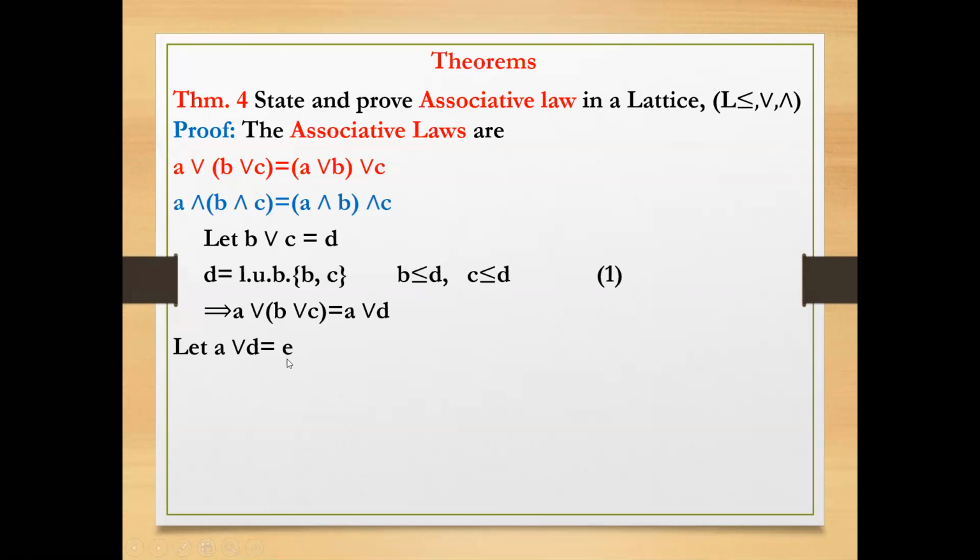So E, if A join D is E, then again the meaning of join is least upper bound. E is the least upper bound of A and D. If it is a least upper bound, then again the same thing. It is an upper bound. So A is less than or equal to E. D is less than or equal to E.